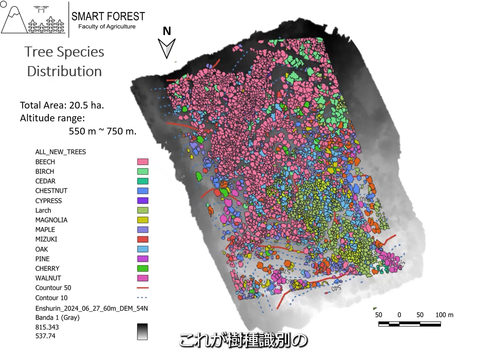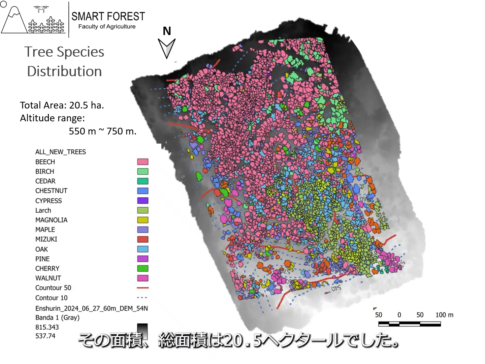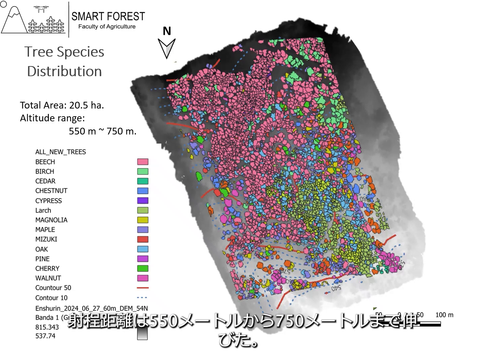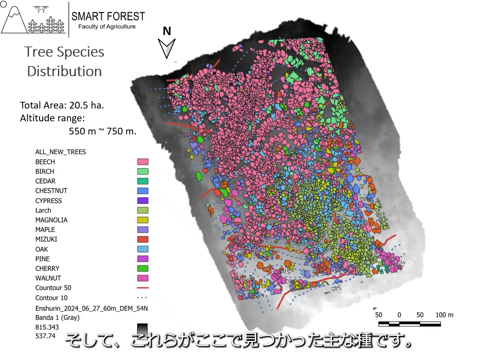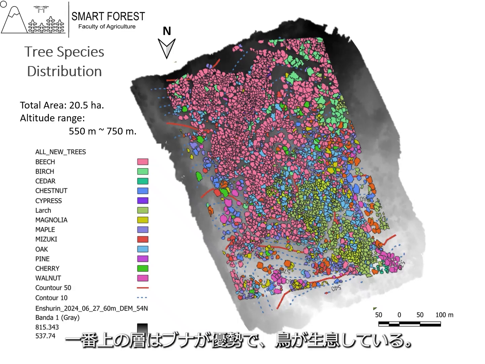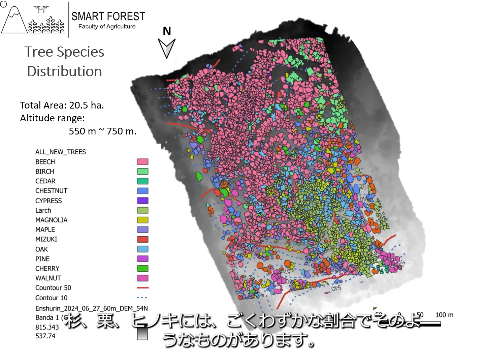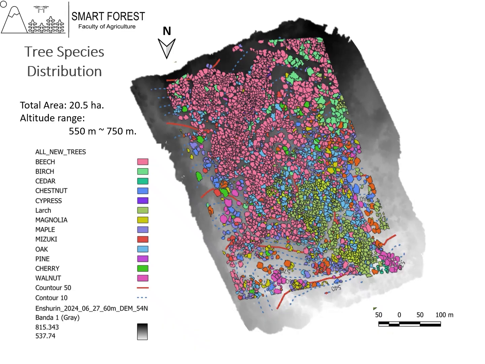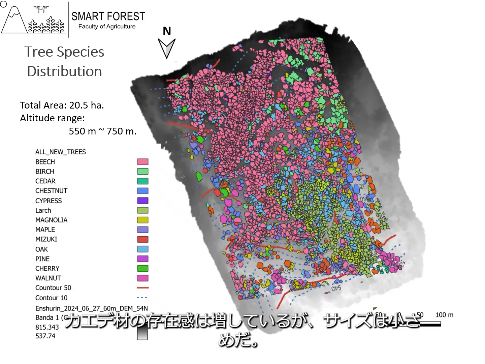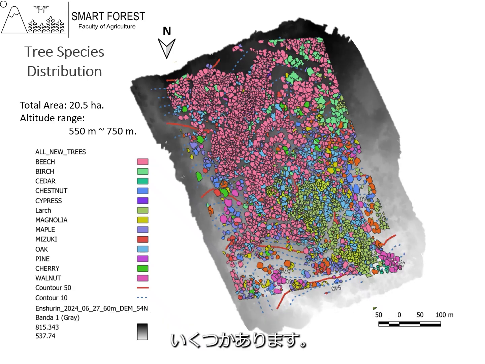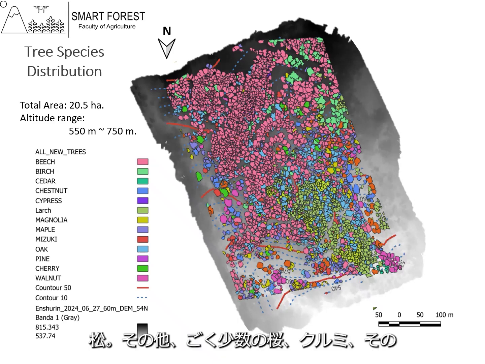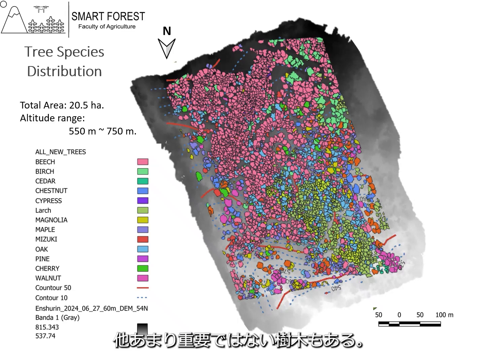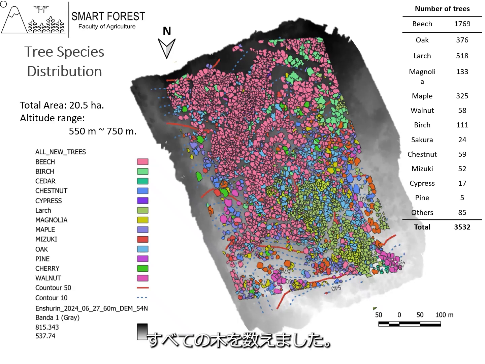So these are the results of the tree species identification. The total area was 20.5 hectares. The range went from 550 meters to 750 meters. And these are the main species that we found here. Beech is the dominant. At the top, you find birch. There's some small percentage of cedar, chestnut, cypress that I am not sure why they're there, and a very small percentage of larch. Magnolia is more present. Maple is more present, but they have a smaller size. There are some Mizuki, oak is very important. Pine, also very few, cherry, walnut, and some other trees that are not so significant. So in this area, we counted all the trees.